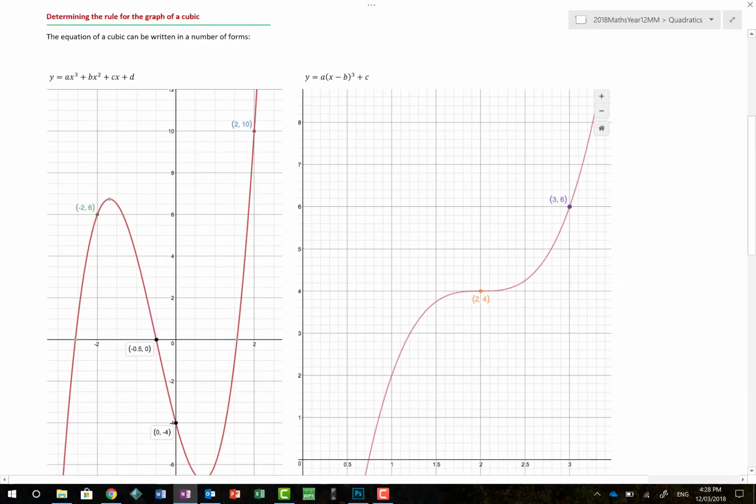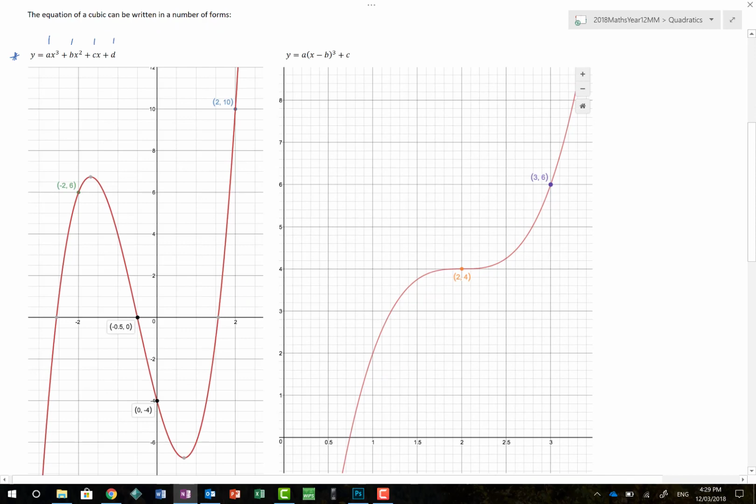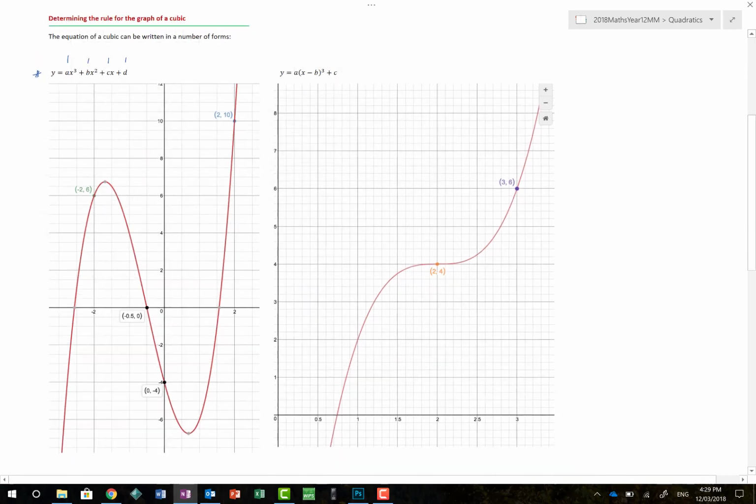So here are some of the most common ones. I suppose the first one here is y equals ax cubed plus bx squared plus cx plus d. This is the general cubic function, so we don't know the values of a, b, c, and d. What they have to do in the question is give you a number of points. There's one of my points, there's another one, there's another one, and there's another one.